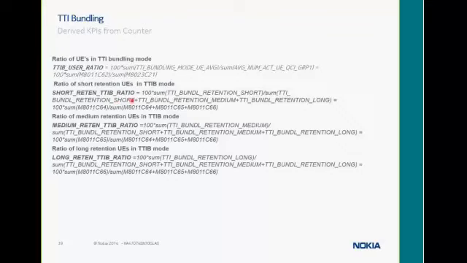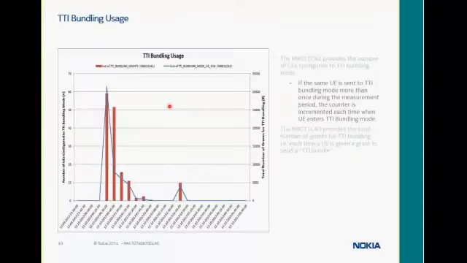We also have the ratio of UEs that are in short mode to all of the UEs that are in TTI bundling mode, medium and long, so we can figure out whether they are staying for a very short period of time, or staying for extended periods of time in TTI bundling mode. All right. Have you seen those at work somewhere? Practical examples. I see them coming.